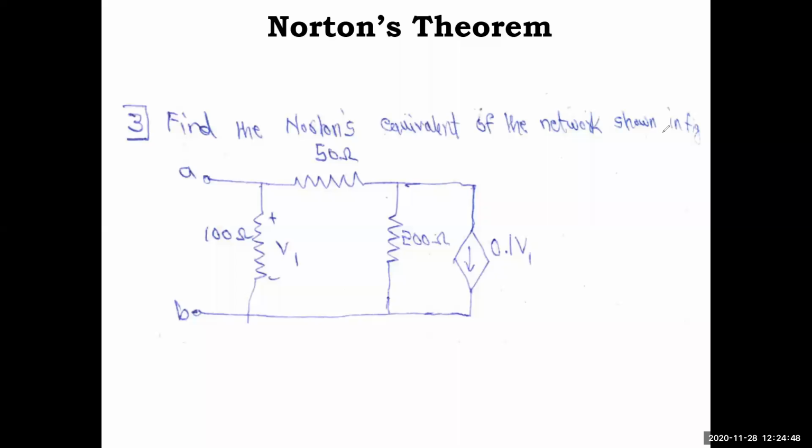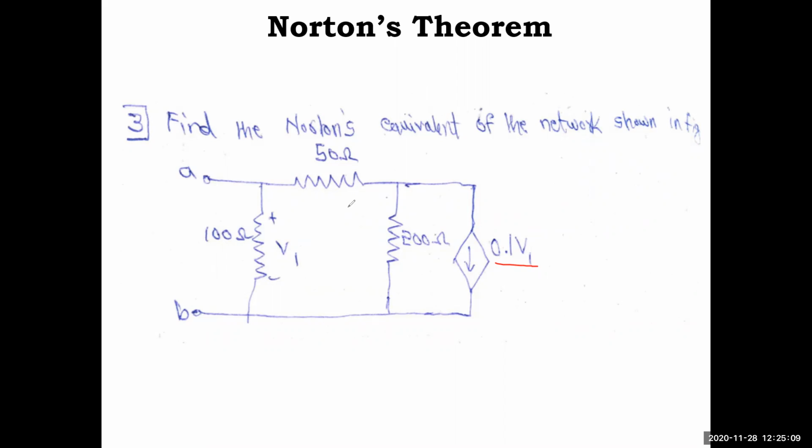Find the Norton's equivalent for the circuit shown in the figure. Okay, so 100 ohm, 50 ohm, 200 ohm, and you have a 0.1 V1, which is a dependent current source. So it is a voltage controlled current source. V1 is across the 100 ohm, and the terminals are open, as shown.